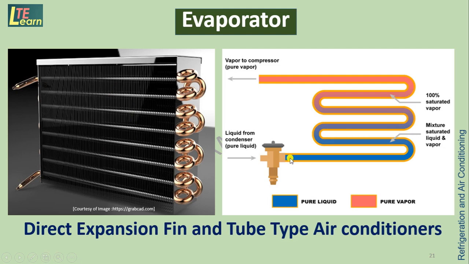So here, as the refrigerant is passing through the tube in forward direction, by absorbing heat from the space to be cooled, this refrigerant is converted into vapor. So at the end of the tube, complete vaporization of the refrigerant is possible by using direct expansion fin type tube evaporator.